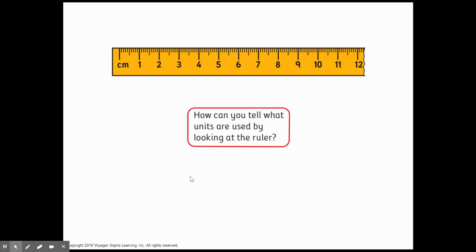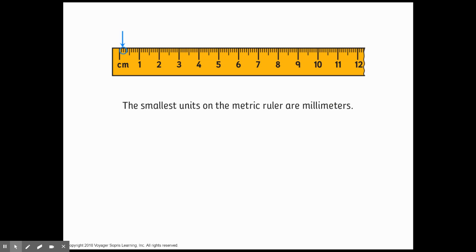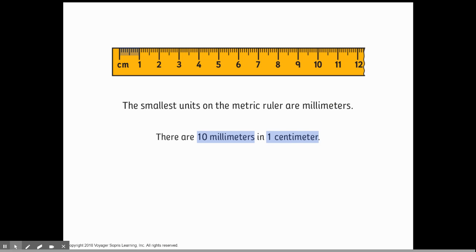The smallest unit on the metric ruler is a millimeter. Each of these small lines here, where the arrow is pointing, is 1 millimeter. 10 millimeters equal 1 centimeter. These longer lines are centimeters. There are 5 millimeters in half of a centimeter. The medium length line shows 5 millimeters or half a centimeter.